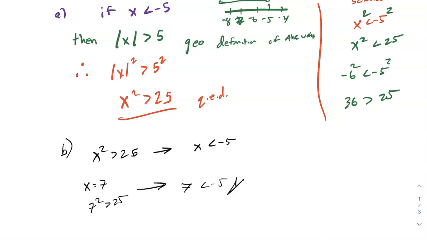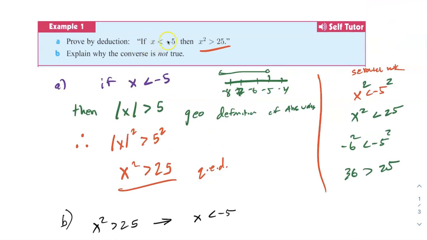And that is not the case. So that's a counterexample. What if x is 7? Well, 7 squared would be greater than 25, but 7 is actually greater than, not less than, -5. That's how these implications work, right? The first part has to be true.